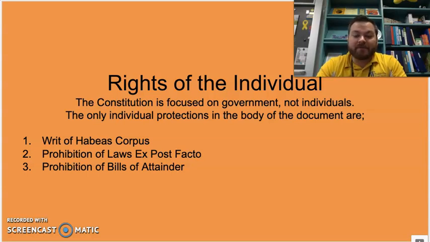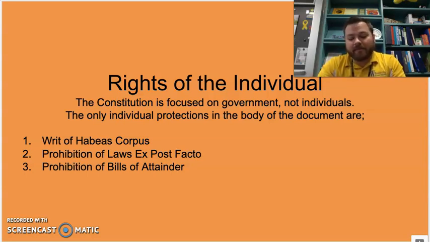And then lastly, it prohibits bills of attainder, which would be Congress passing a law that singles you out for some sort of punishment. Like they're passing a law to arrest and imprison you. That's not something that Congress can do. That's not something that they have the legal authority to do. Only the justice system can render those kinds of decisions. So Congress is prohibited from doing things like that.